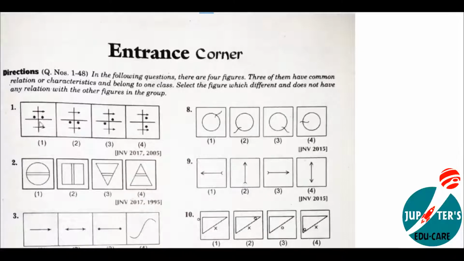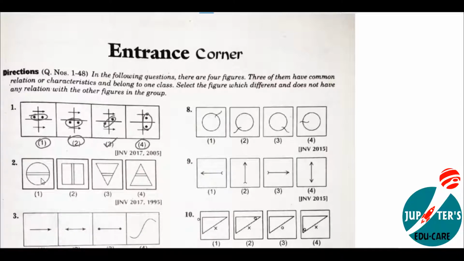In the first option, these two dots are placed on one side only. In the second option also, these two dots are placed on one side. In the fourth option, these two dots are placed on one side. But in the case of the third option, these two lines are placed diagonally. Means option 1, option 2, option 4 are similar, but option 3 is different from these three options. So here option 3 is our answer.